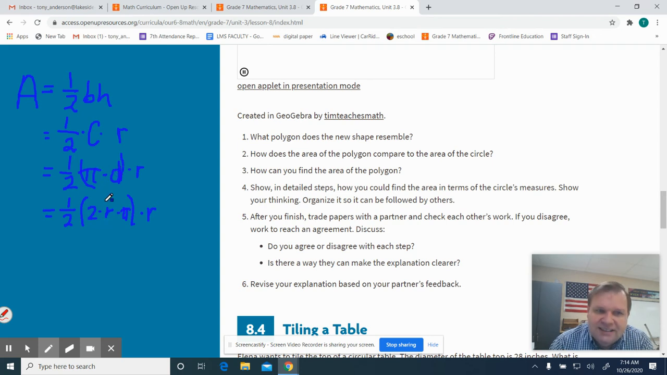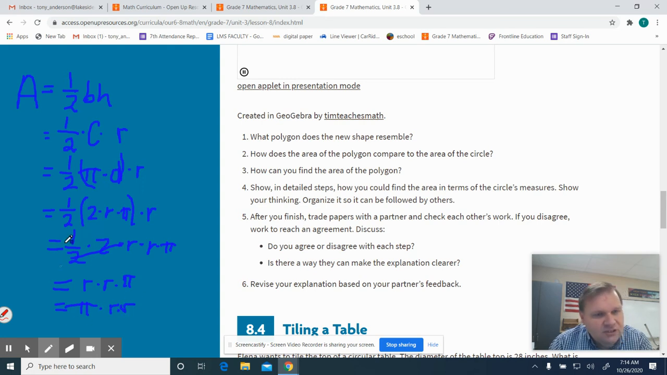Now what I did here is I took the diameter, and we know that the relationship between the radius and the diameter is 2 radii makes a diameter. Okay, so I just rewrote that. Now when I rewrite that, I can take that 1/2 times the 2 times radius times pi. Well, 1/2 of 2 is 1. So now I have radius times pi. Okay? Now, to put this in the correct order, pi goes first because that's our constant, times radius times radius.